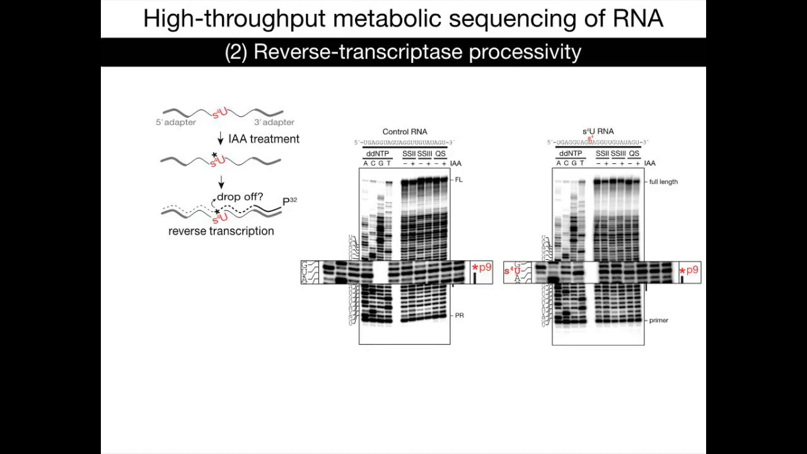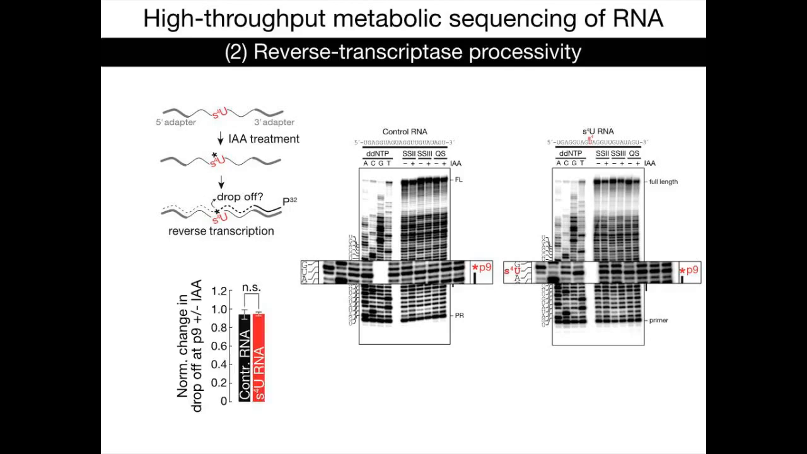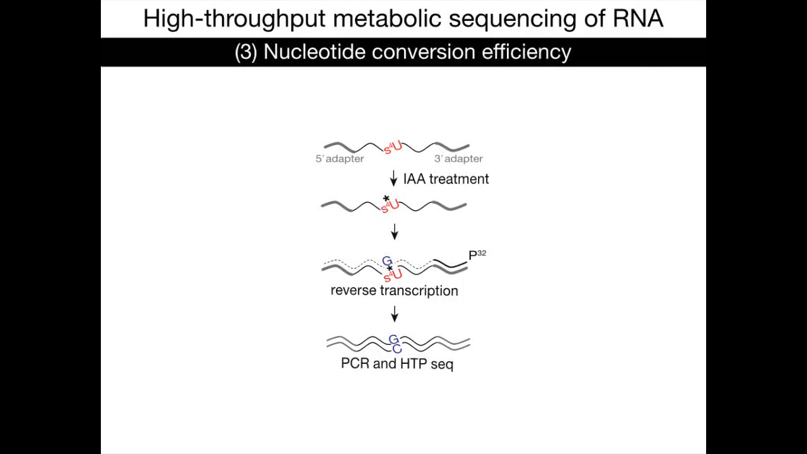So when we zoom into the region where the 4-thioU is present, compared to an identical RNA without 4-thioU incorporation and normalized to background drop-off signal, we did not observe a significant effect of 4-thioU alkylation on RT processivity when using any of three different commercially available reverse transcriptases, as shown by the quantification on the left. So to evaluate the effect of 4-thioU alkylation on RT-directed nucleotide incorporation, we isolated the full-length products of primer extension reactions, PCR amplified the cDNA, and subjected the libraries to high-throughput sequencing.